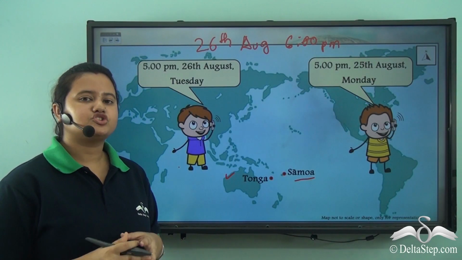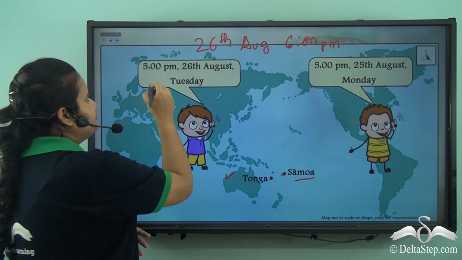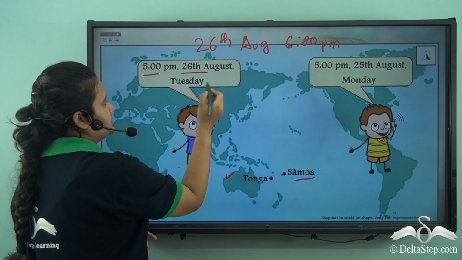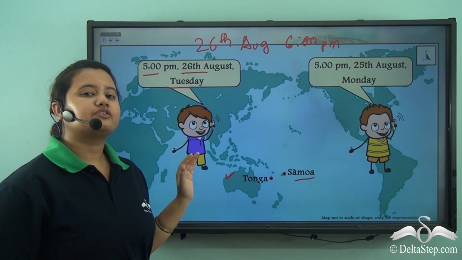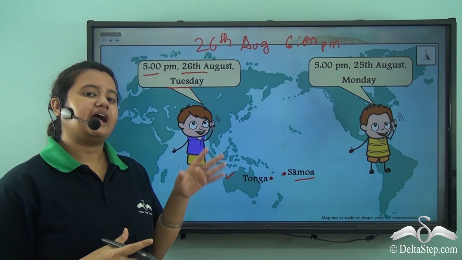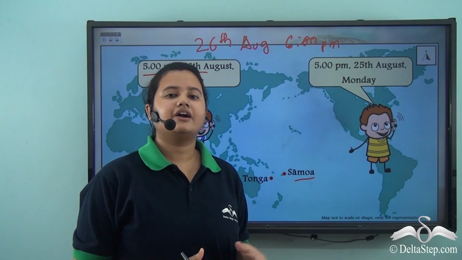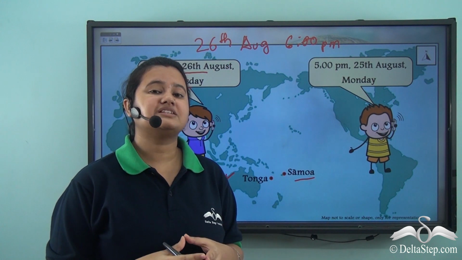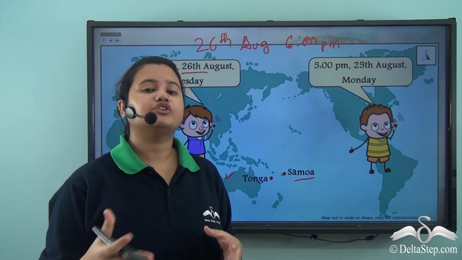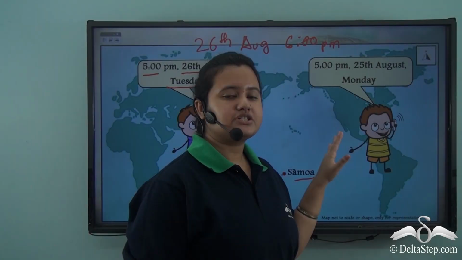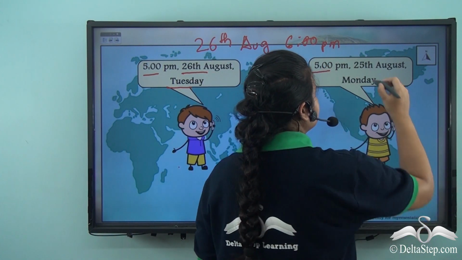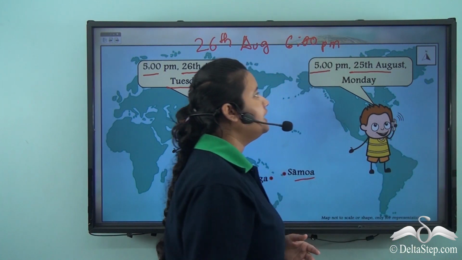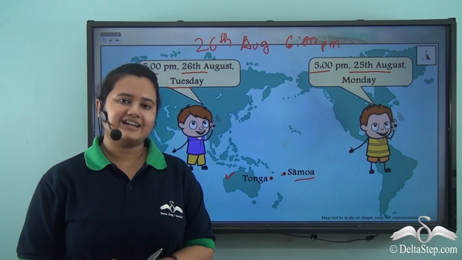Now, the place where George is living, it is 5 p.m., 26th August, Tuesday. So George is saying that the cricket match will begin in an hour, while Donald argued that he is wrong because there is yet another day for the cricket match to begin. Because in case of Donald, although it was 5 p.m., it was still 25th August. Now, who do you think is lying?